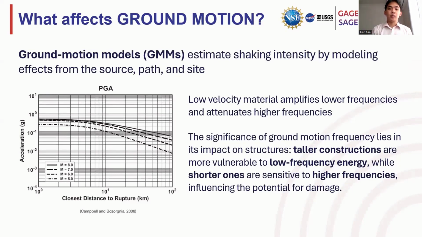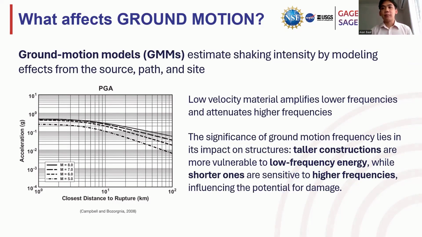Seismologists often aim to estimate the anticipated shaking resulting from an earthquake in a specific region, as this information shapes national hazard maps and building codes. Typically, we make these estimations using ground motion models, or GMMs. These models predict various intensity measures, such as peak ground acceleration, or PGA, and peak ground velocity, or PGV, based on factors such as earthquake magnitude, distance from the earthquake source, and local geological site conditions.